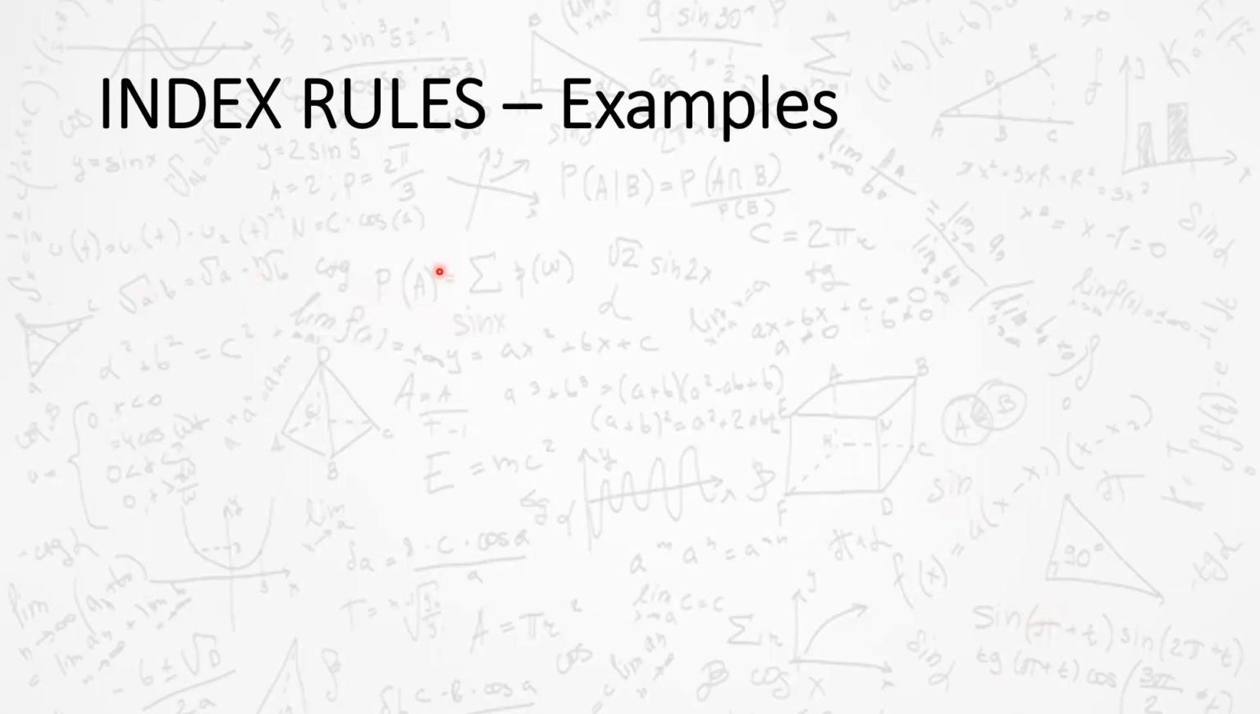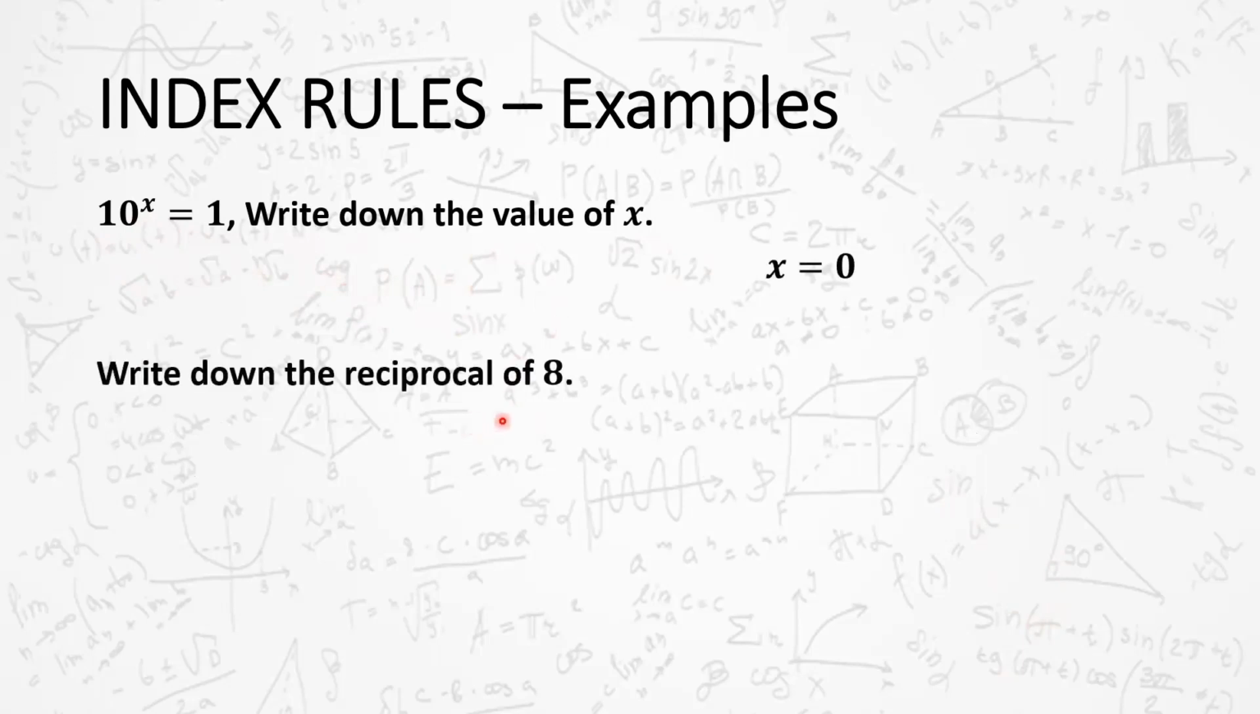Last slide, we have 10 to the power x equals 1. Write down the value of x. Straightforward. You know anything to the power 0 equals 1. So x equals 0.